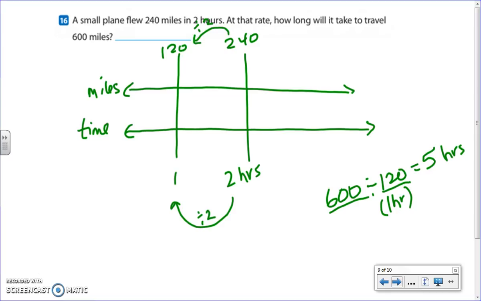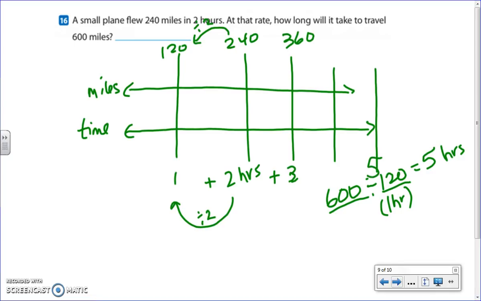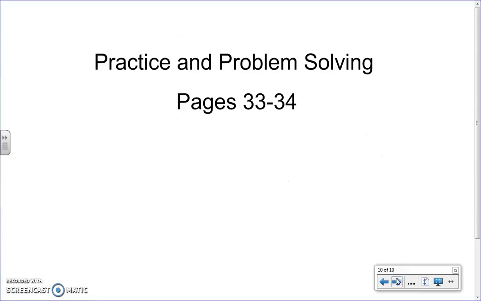I could, because I'm looking for 600, say, okay, well, there's 3, there's 4, 5. Let's see what happens. 1 plus 2 would be 3, so 120 plus 240 would be 360. I could say 2 plus 3, I wouldn't even need to have the 4, would get me to 5. So 240 plus 360 would equal 600. So even though I have an incomplete double number line, I can still see that the value will be 5 hours for 600 miles. And that's it for today.